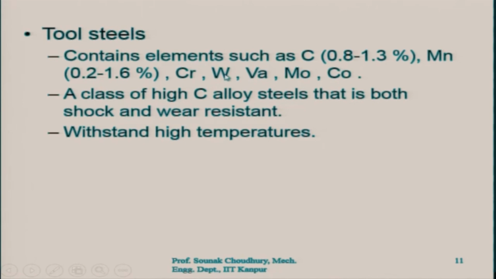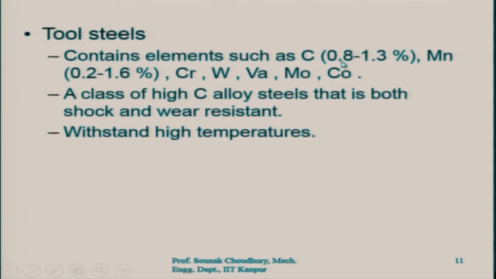W came from the Latin word wolfram. Wolfram is the actual name of this tungsten; in English it is tungsten. So, therefore, it is W. Otherwise, chromium is Cr, vanadium V, molybdenum is Mo, and then cobalt is Co, but this is the wolfram, the tungsten.